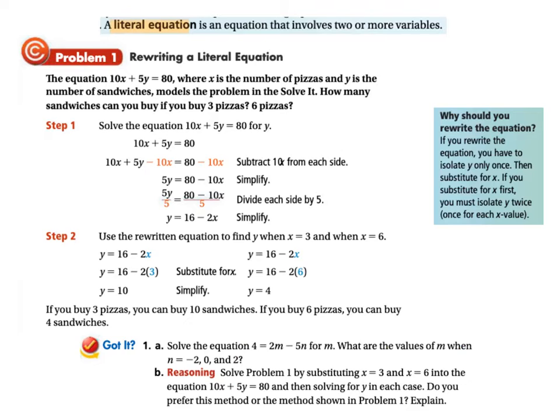And the second one says, solve problem 1 by substituting x equals 3 and x equals 6, then solving for y. And see if it's more work to plug in 3 for x and then solve it out for y, and then plug in 6 for x and then solve it out, or if it's easier doing this. They want you to see why it's easier, so try those.